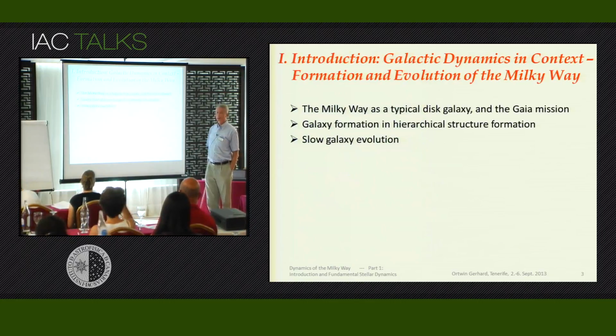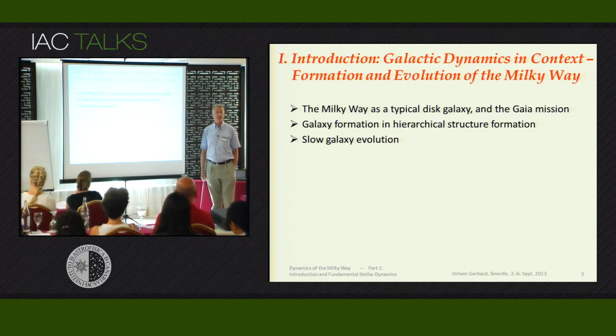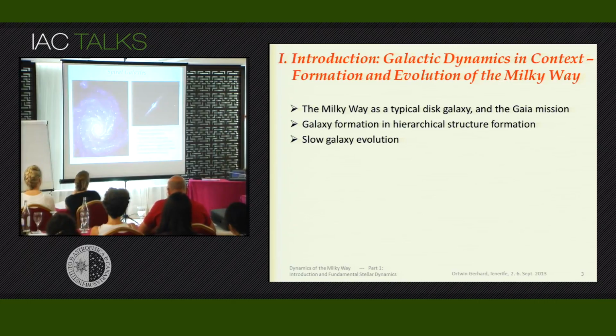So first, the context. I'd like to tell you very briefly about the Milky Way as a typical disk galaxy. And also, we haven't heard about Gaia yet, but I'll show you 1 or 2 plots illustrating Gaia's impact on galactic dynamics. Then I'd like to tell you a little bit about galaxy formation, how we think we understand it at the moment. And then a very brief summary of some of the slow galaxy formation processes that happen in a disk galaxy like our own.